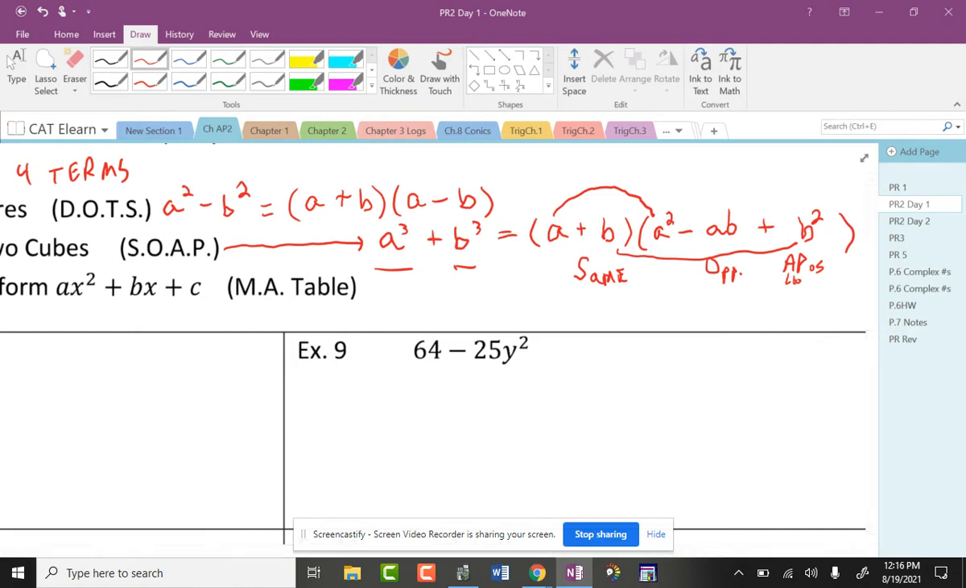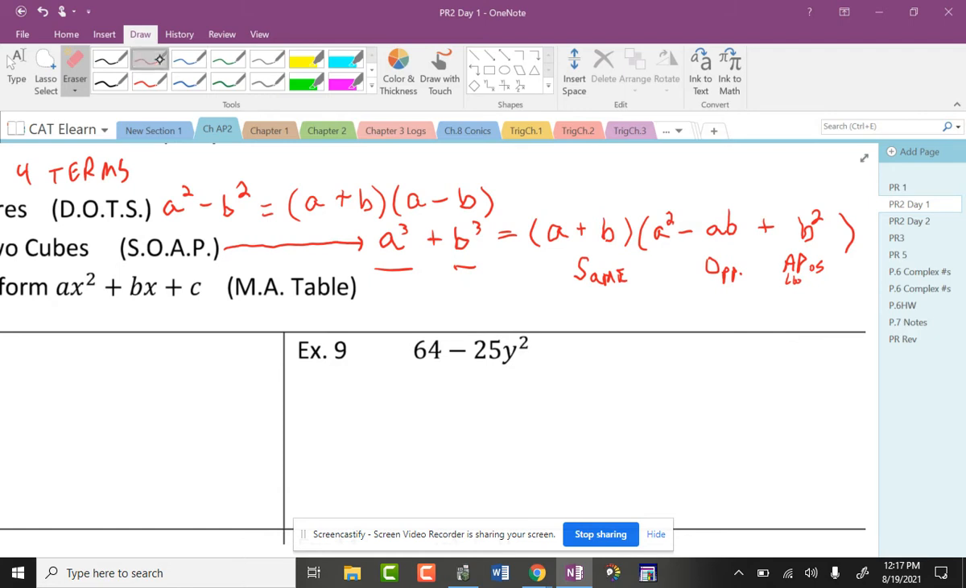Cancel. And then watch. This is negative A squared B, and this is positive A squared B. What happens? They cancel. This is AB squared. This is negative AB squared. What happens to those two? They cancel. So I've just proved that when I multiply this answer, I get the question. That means this is the correct factorization of that question. And that's the idea of good foilers or good factorers.